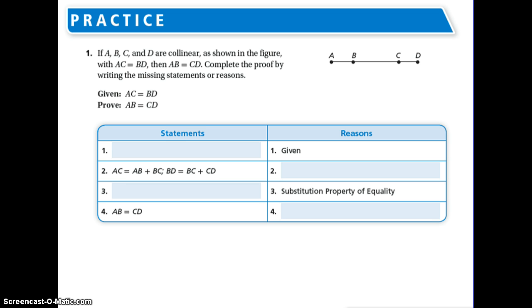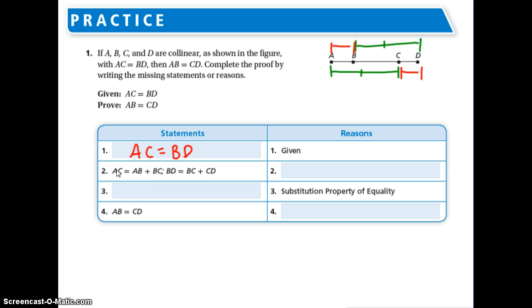Alright, so this proof says if A, B, and C are collinear, meaning on the same line, with AC equal to BD and AB equal to CD, complete the proof by filling in the missing statements and/or reasons. Alright, so we are given that AC equals BD. So A to C is equal to BD. These two are equal. Put the little tick marks. And then we need to prove AB is equal to CD. So we need to prove that this piece is equal to this piece. Alright, so the first thing we need to do is state what we are given. So AC equals BD. That's given.